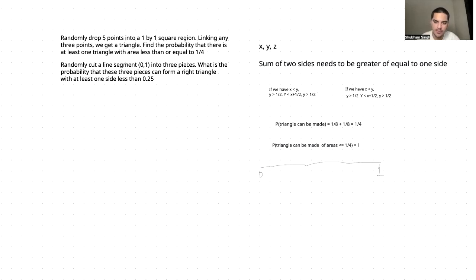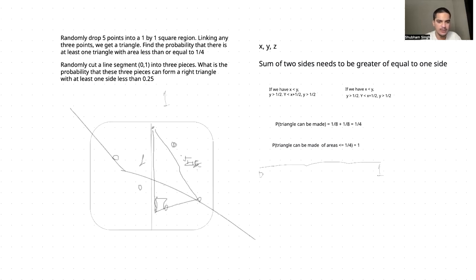So we have that the probability that a triangle can be made is 1 by 4, and the probability a triangle can be made with area less than or equal to 1/4 is 1. So then the second part says that we randomly cut a line segment into 3 pieces. And so yeah, let's get back to the previous sketch. Is that possible to do? Yeah.